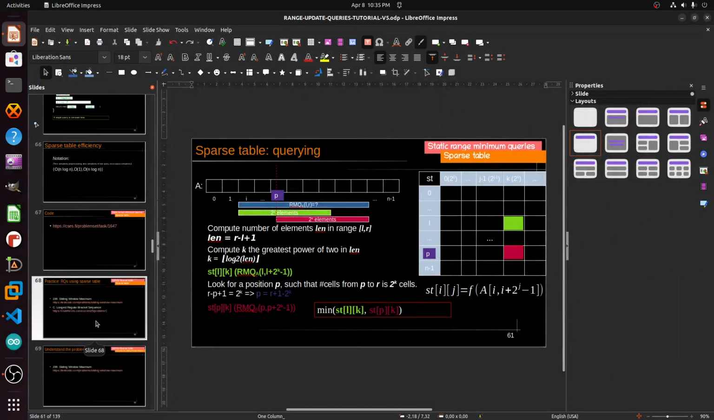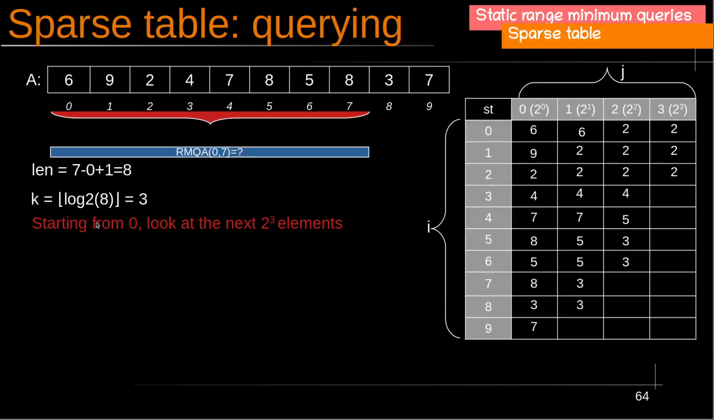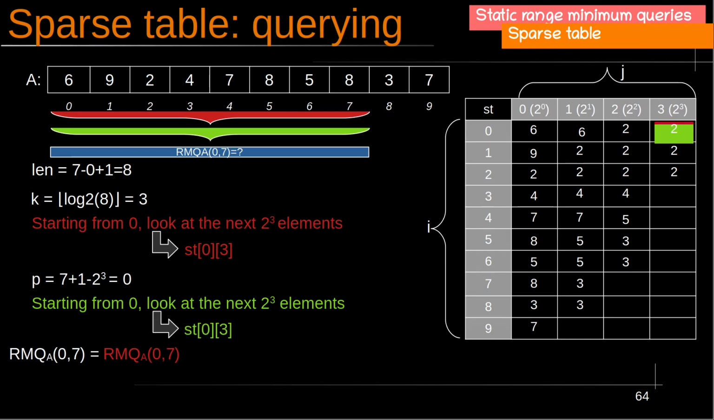Okay, let's come back to the example. So we have found the first range. The second range starts from 0. So starting from 0, look at the next 2 to the power 3 elements, which is the same range here, ST[0][3]. So the minimum between these two ranges is 2.